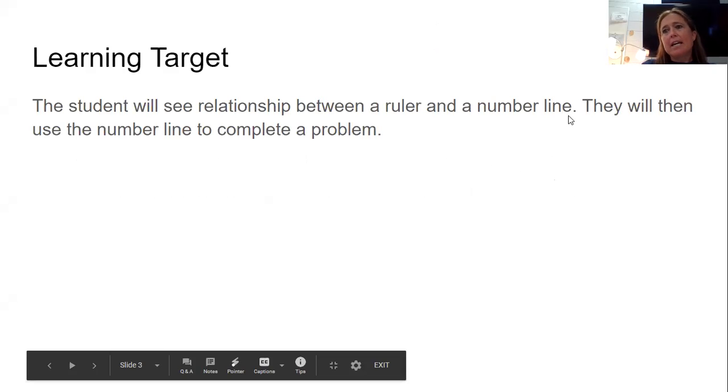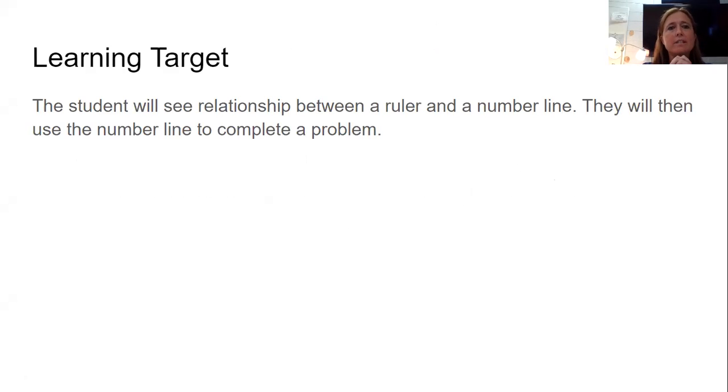Our learning target today is that the student will see a relationship between a ruler and a number line. They will then use the number line to complete a problem.